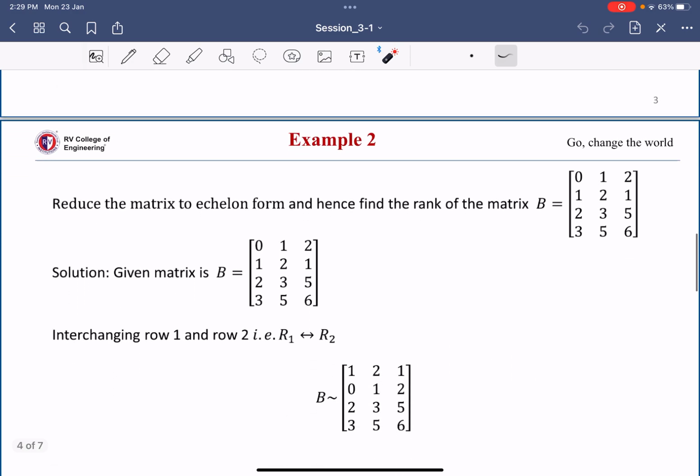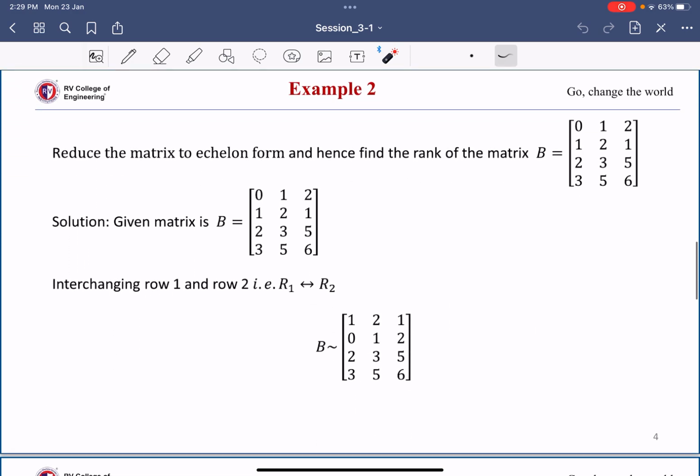Let us look at another example. Reduce the matrix to echelon form and hence find the rank. This is a rectangular matrix again of order 4 cross 3. When you look at this matrix, the leading entry in the first row is 1, the leading entry in the second row is 1, the leading entry in the third row is 2, the leading entry in the fourth row is 3.